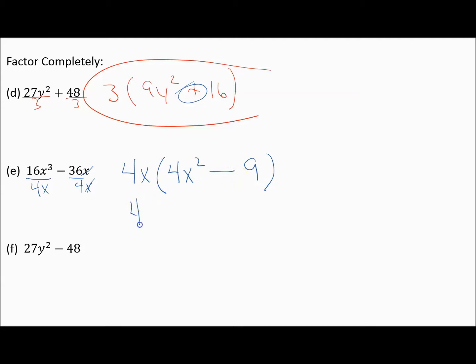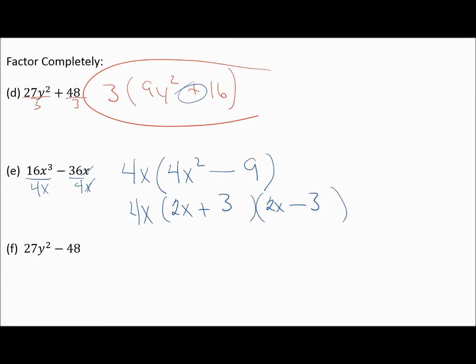Now, the 4x in the front remains. And we know that a difference of squares factors into 2 binomials with 1 plus in the middle and 1 subtraction. What goes in the first position of each of these factors is the square root of the first term. So the square root of 4x squared is 2x. So don't forget to take the square root of the number and the variable, and that goes in the first spot of both factors. The square root of 9 is 3. And that goes in the second position of both factors.